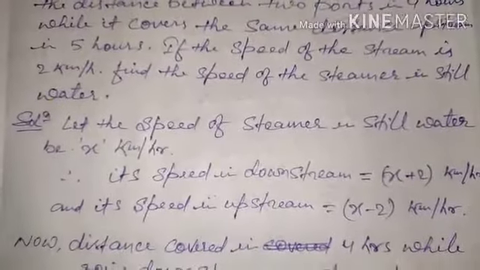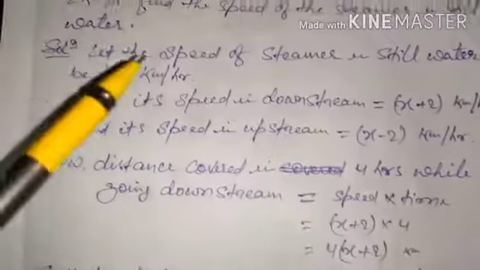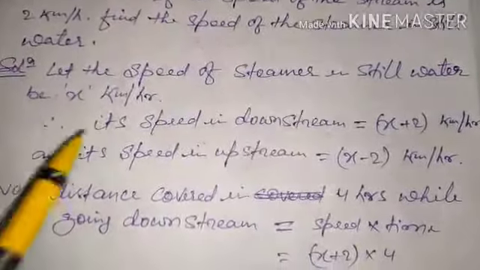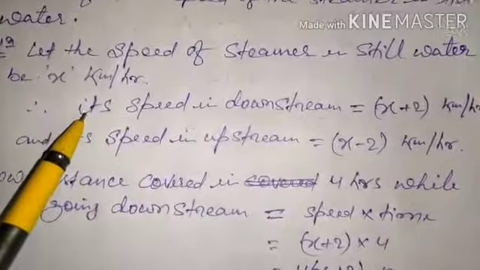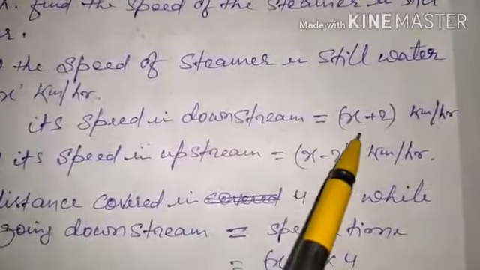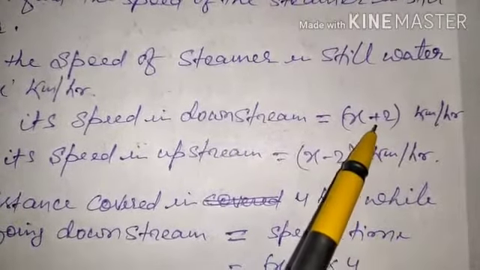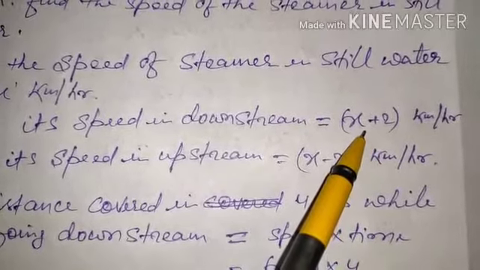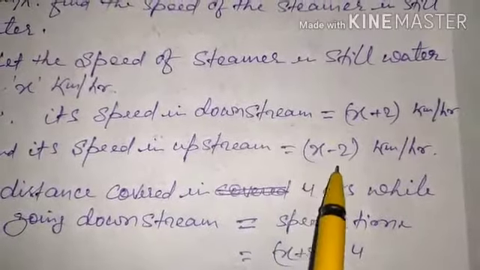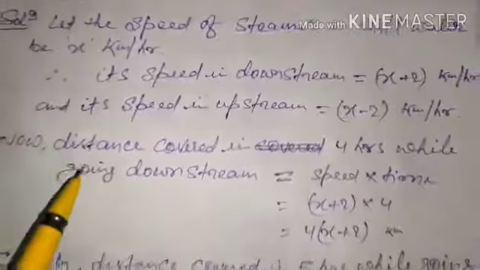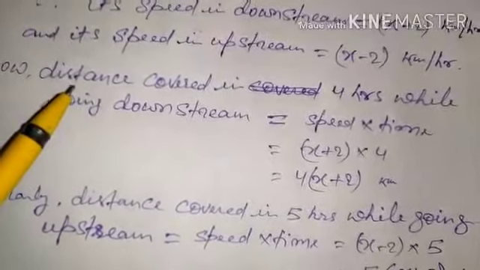If the speed of a stream is 2 km/h, stream speed is given, find the speed of the steamer in still water. So directly moving on without wasting any time. Let the speed of the steamer in still water be x km/h. Its speed in downstream is equal to x plus 2 km/h, obviously when it moves along the flow of the stream. Now its speed in upstream is x minus 2 km/h. Upstream means moving against the stream, so obviously the speed is going to be subtracted.